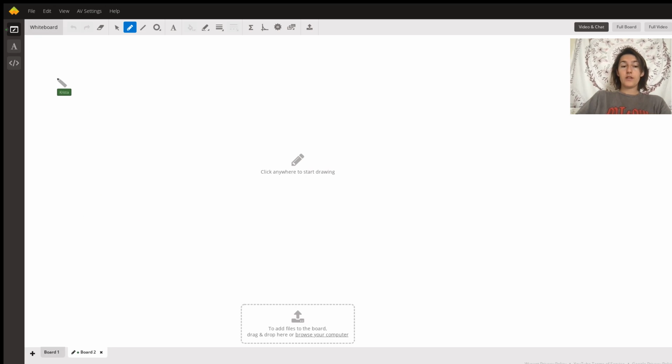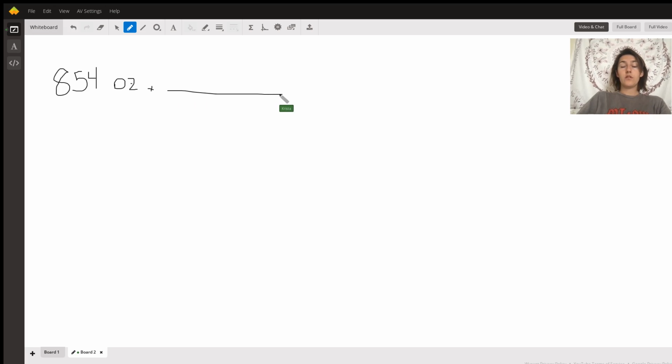So we're going to do this. 854 ounces. How many cups? So for this, we're going to use a conversion. You might know how to do conversions, you might not. When we convert, we want to be able to cancel the units. This is stoichiometry, which is high school chemistry.